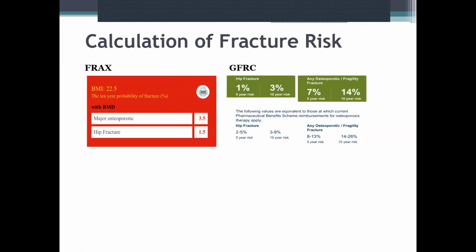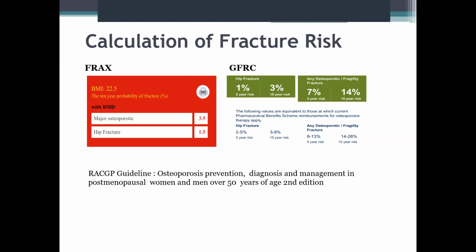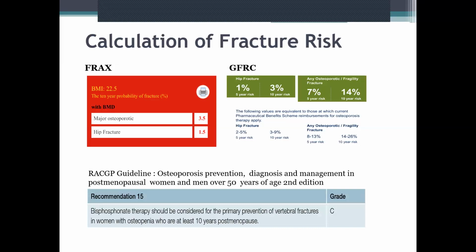If you use the Garvan calculator, that changes things a little bit. Hip fracture risk within 5 years is about 1%, so you may not really be looking at hip fracture risk. But the 10-year risk for any other osteoporotic fracture is about 14%, so that's just at the treatment threshold. The question is whether to treat or not to treat. Now, this lady is postmenopausal, and it's 10 years after menopause. She does have osteopenia. So what do the guidelines say for these patients?